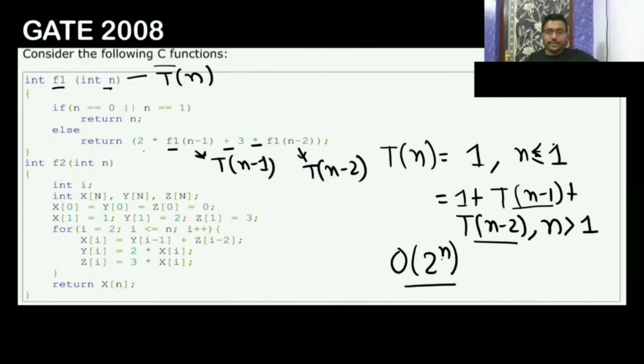Let me write that. If you are done with the writing of the recurrence relation, then please let me know.